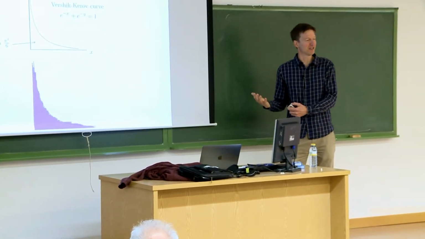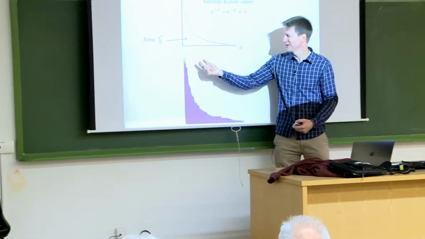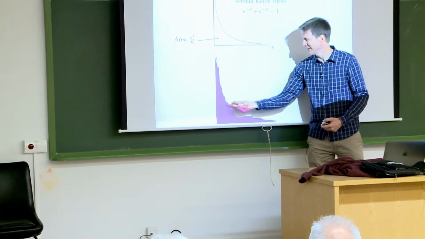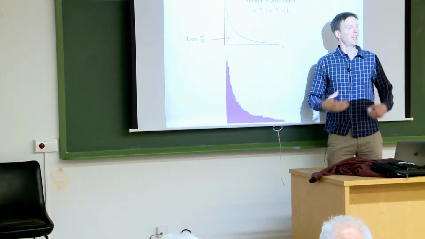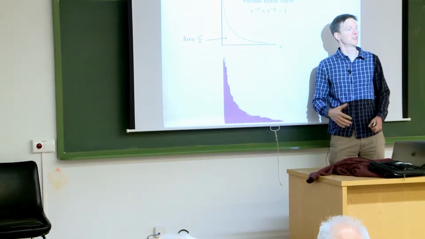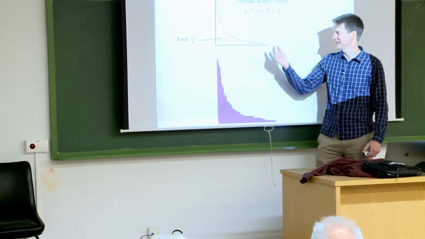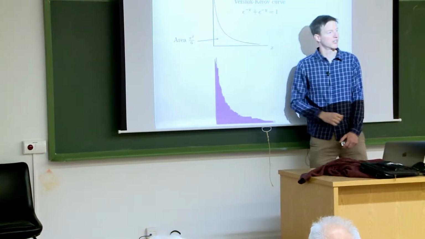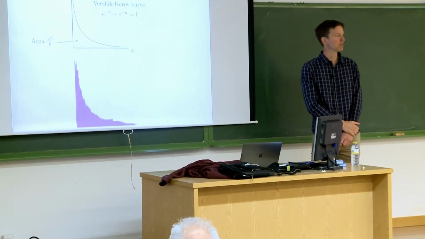And so the theorem is that for any epsilon, if you take the epsilon neighborhood of this Vershik-Kerov curve, then when n is sufficiently large, with probability tending to 1 as n goes to infinity, the scaled random partition will lie within epsilon of that curve. That is the limit shape phenomenon.